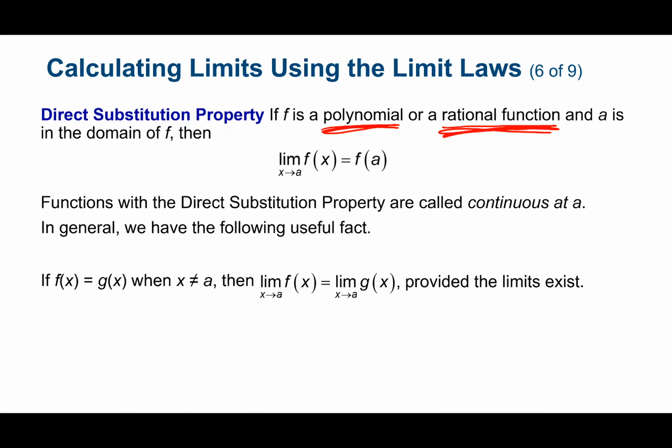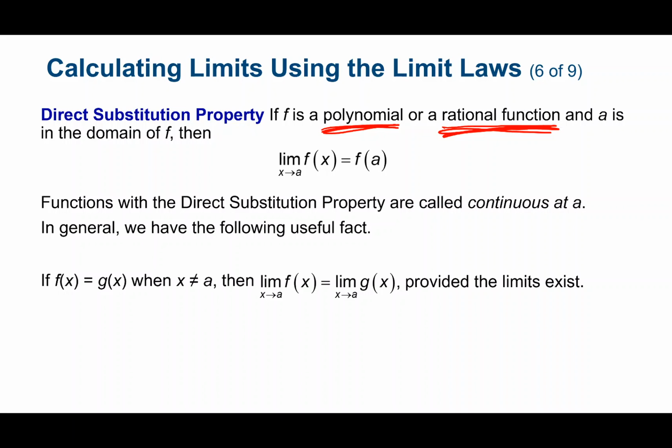Then all we have to do to figure out the limit of our function as x approaches a is find f of a. So let's take a polynomial for instance. To find the limit as x approaches a of some polynomial, we just evaluate the polynomial at a. We just plug in a for x. That's all we have to do, and that's the limit. And that works with polynomials and rational functions for every value in the domain. With rational functions, it's possible that you have some number that's not in the domain.